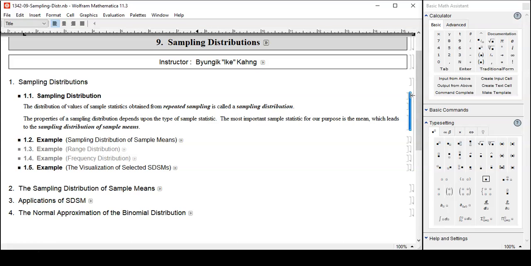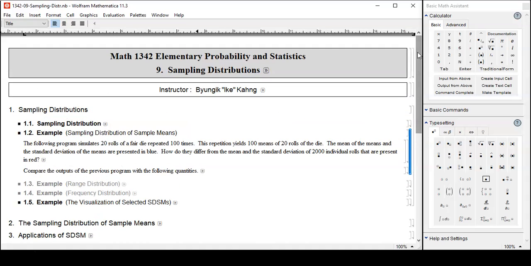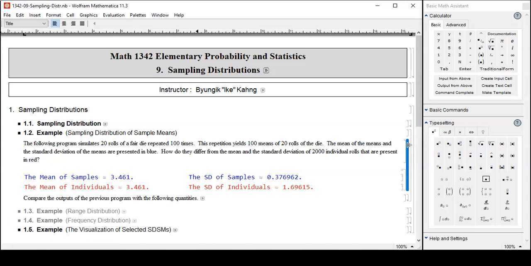Now, let's beware of that repetition that I warned you about. And here is an example that discusses that very issue, which may lead to possible confusion. The following program simulates 20 rolls of a fair die repeated 100 times. This repetition yields 100 means of 20 rolls of the die.